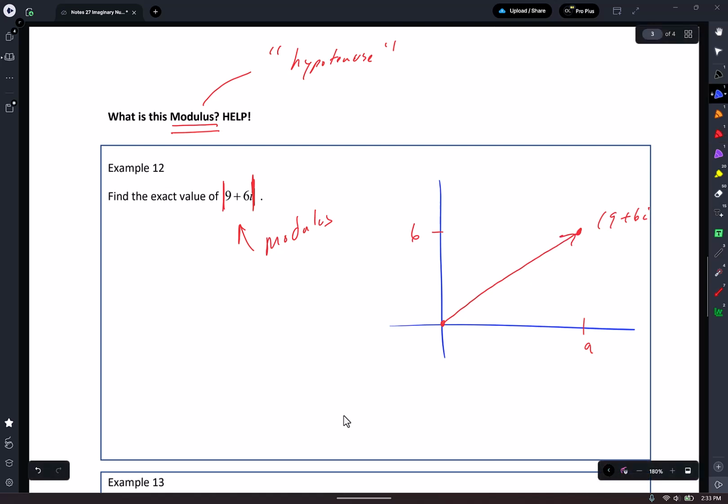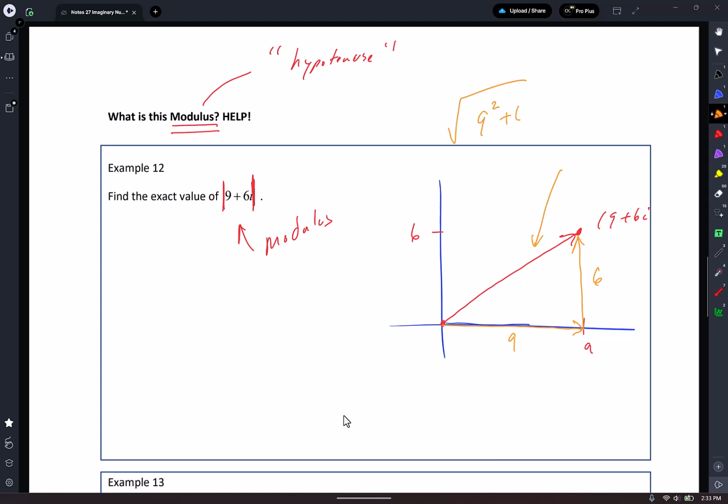And all you're going to do is use the Pythagorean theorem. Sometimes you can break it up into x and y components. You don't have to. So this is 9. This is 6. To get the modulus, you're going to go square root of 9 squared plus 6 squared. 9 squared is 81. 6 squared is 36. 81, 91, 101, 111, 117. Square root of 117. Done.